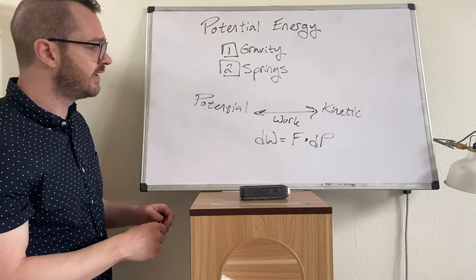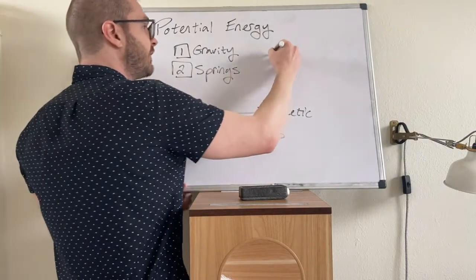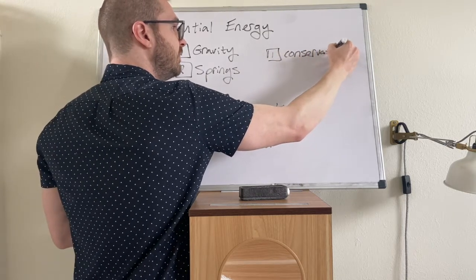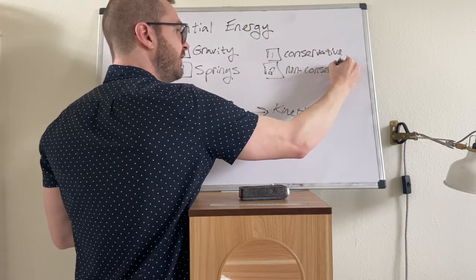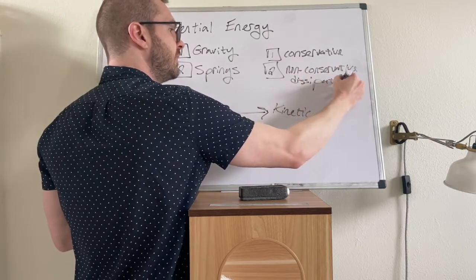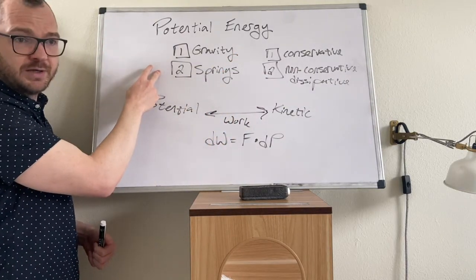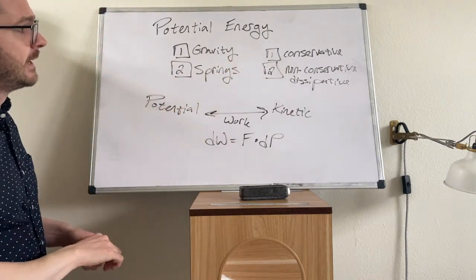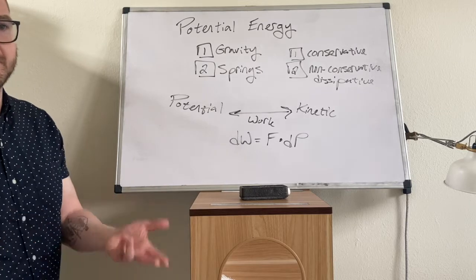Now, we're going to dive into this in a later video, but when we talk about forces, there are two different categories that forces can fall into. The first is conservative, and the second we could call non-conservative, or you can call this dissipative. So what falls into conservative? Well, the two that we're going to look at today, the forces associated with gravity and springs, these are conservative. So what is a non-conservative or dissipative force? Well, that would be something like friction.